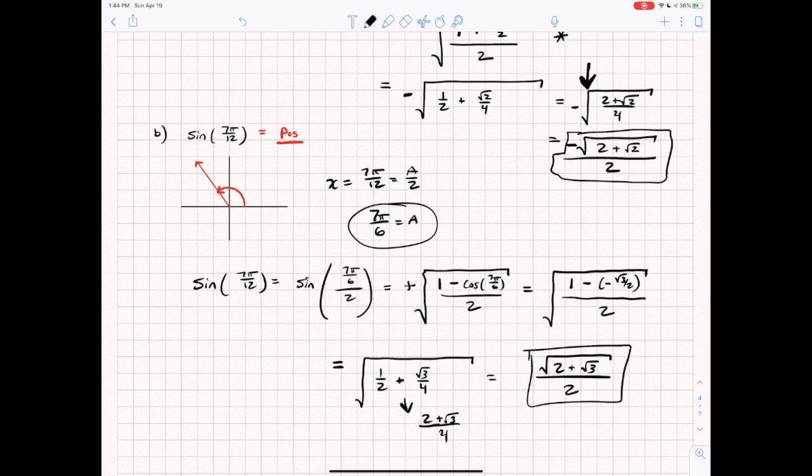And so the final question that I want to kind of give you and kind of walk through with you is really just going to put all of the identities and stuff together in terms of some problems to try and simplify and find the exact value.